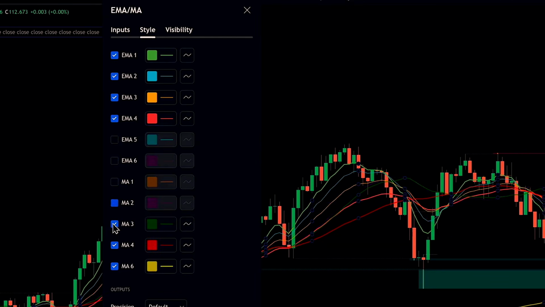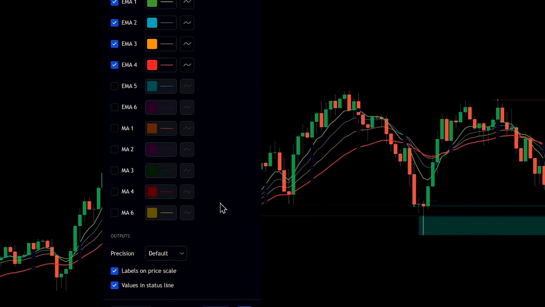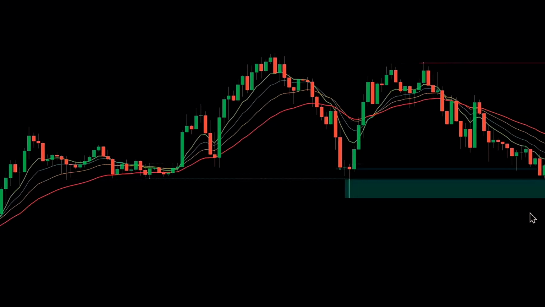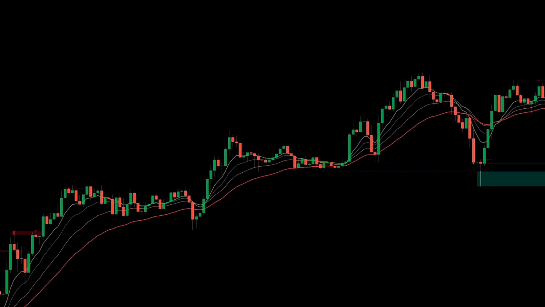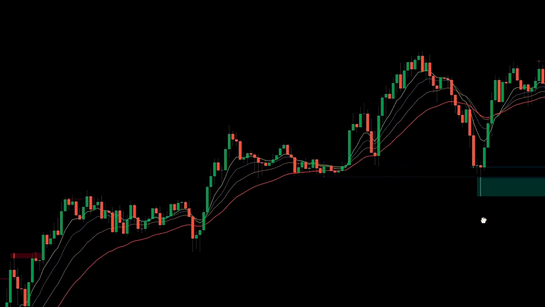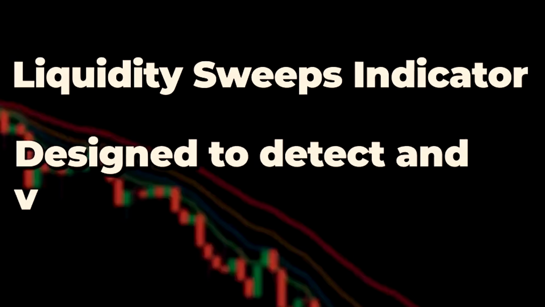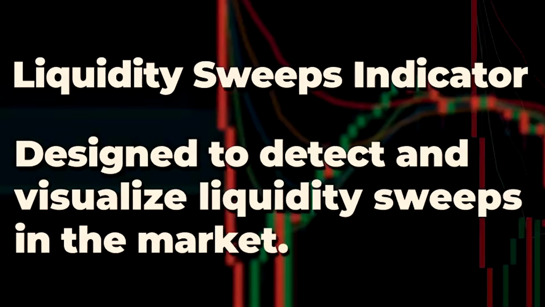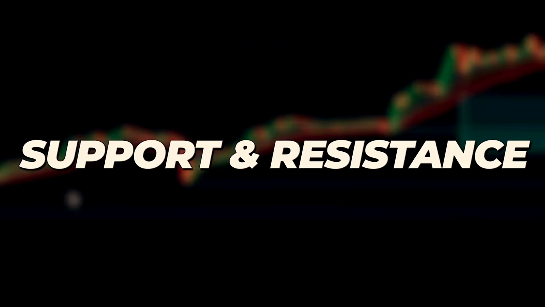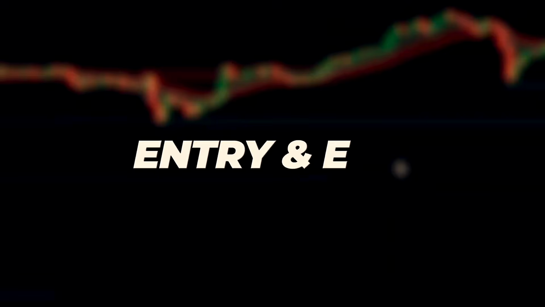The rest of the EMAs can be disabled so that only these 4 are visible. Once that's done, click OK. For the liquidity sweeps indicator, no adjustments are needed. The default settings work perfectly. This tool is designed to identify and visualize liquidity sweeps in the market, which helps traders spot potential support and resistance zones, as well as entry and exit points.